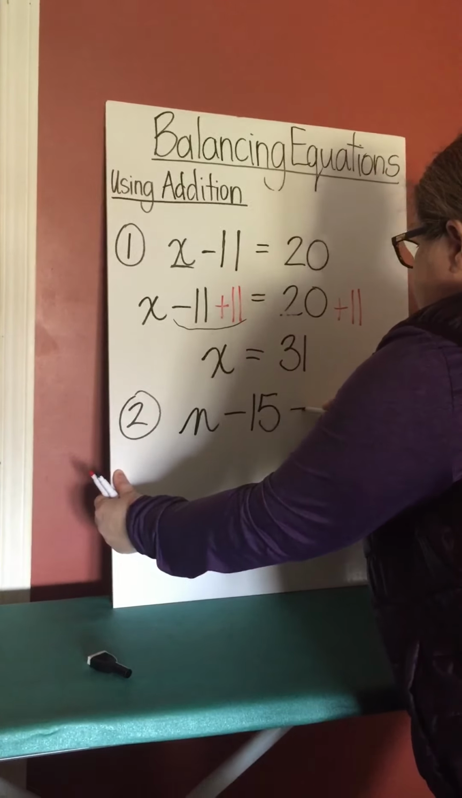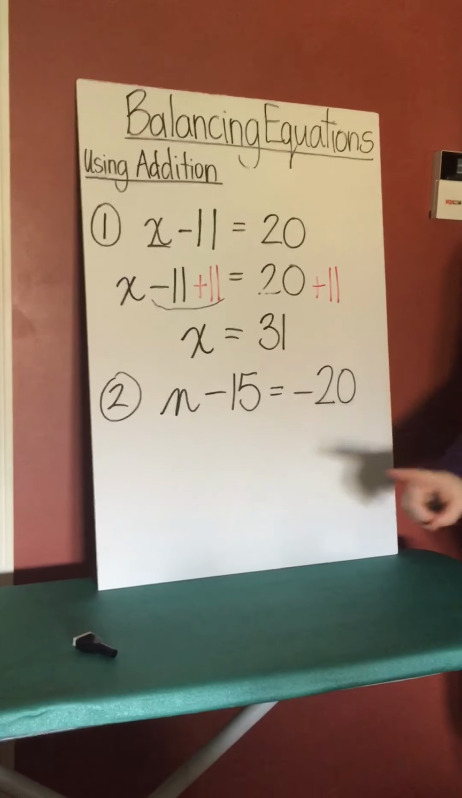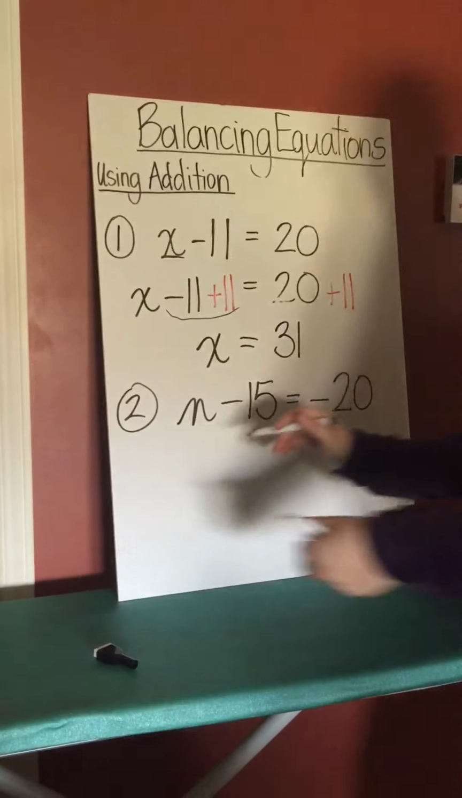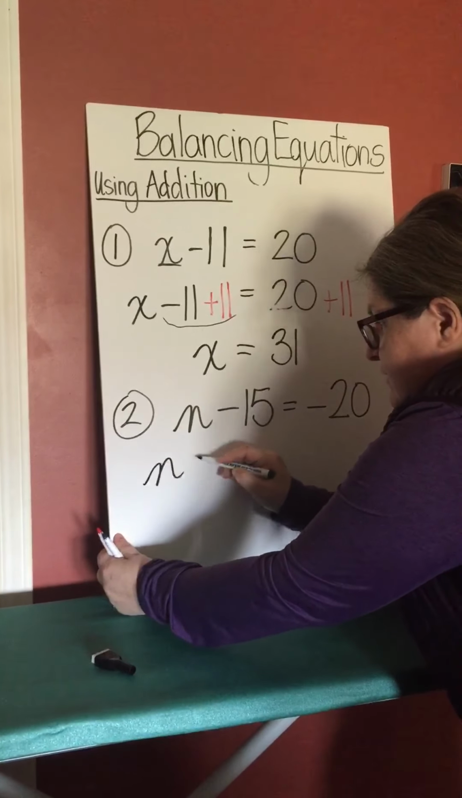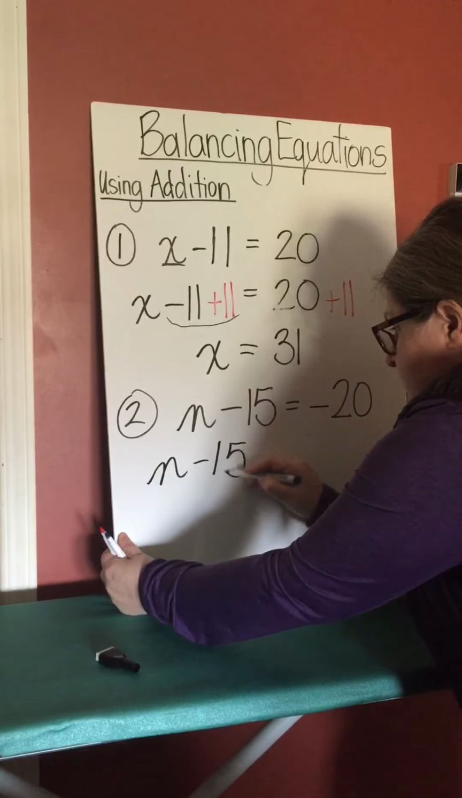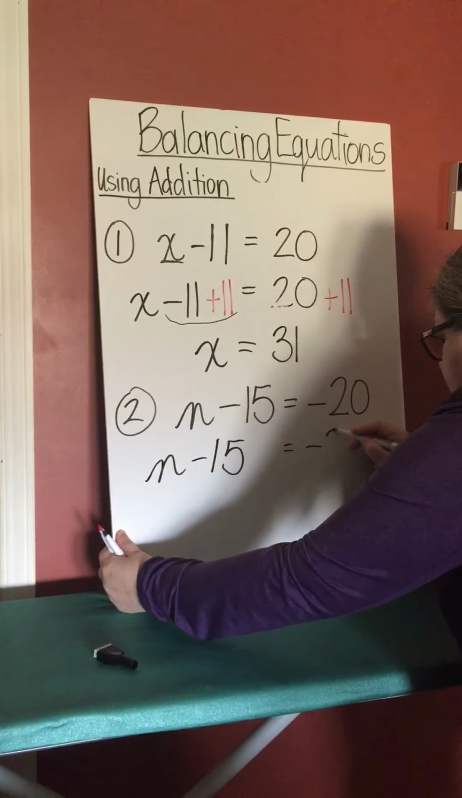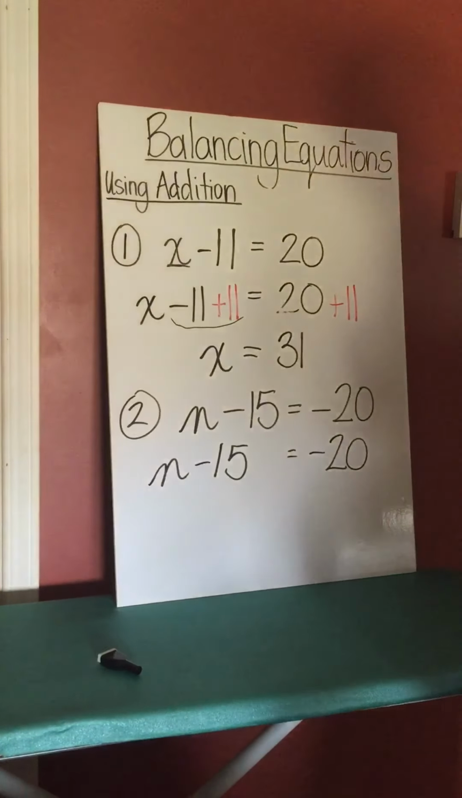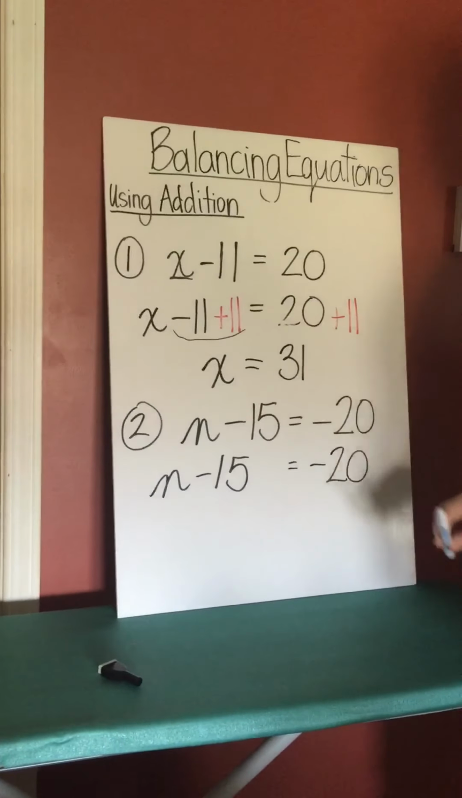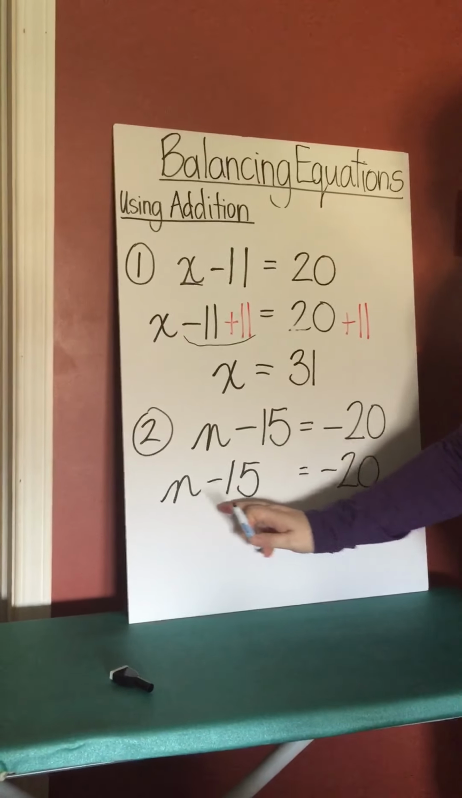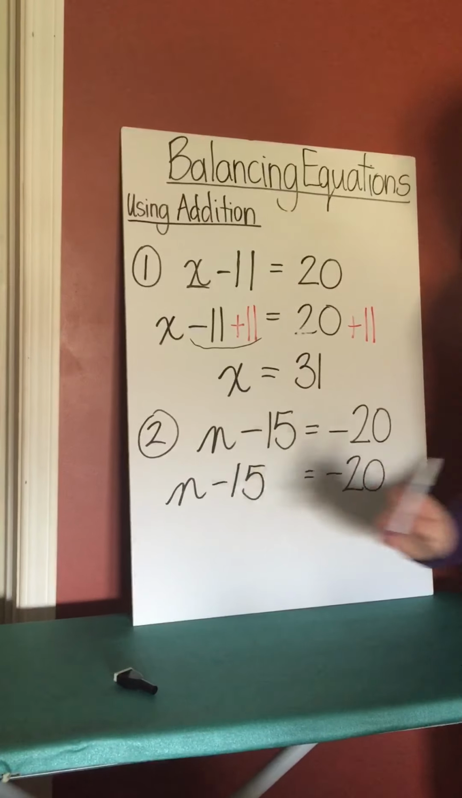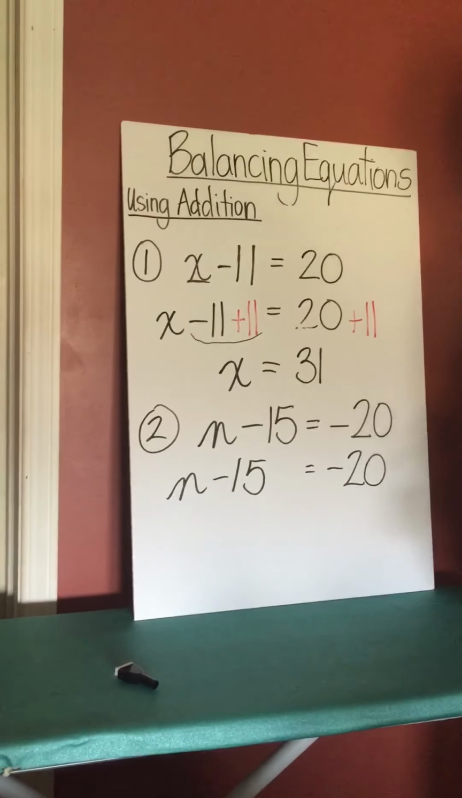Here we have n take away 15 equals negative 20. Again, I'm going to write down the equation just the way it was. And then I'm just going to change colors here. We're going to add 15 to this negative 15. That will leave us with the n isolated all by itself.